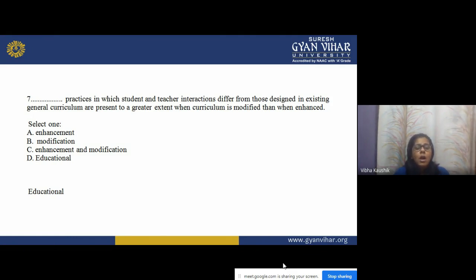Now, the options are A, enhancement; B, modification; C, enhancement and modification practices; or D, educational practices. Now, what should be the correct answer? Yes, students, what will be the correct answer? And the correct answer is option D, that is educational practices. Now, educational practices in which student and teacher interaction differ from those designs that are existing and present to a greater extent when the curriculum is modified than when enhanced.